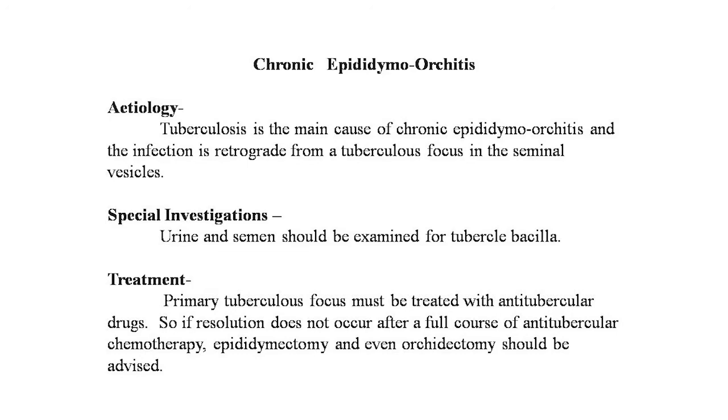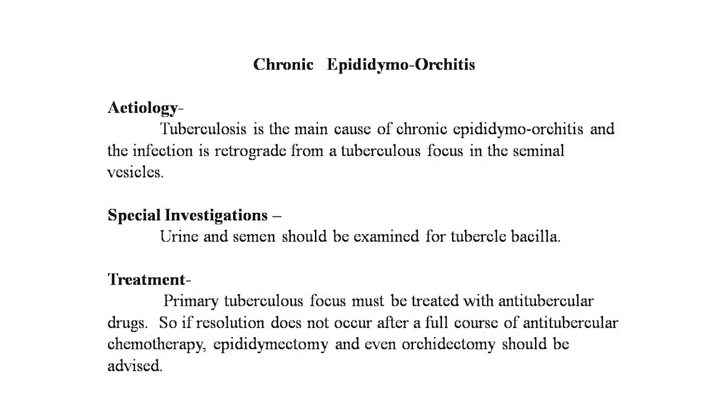The etiology: tuberculosis is the main cause of chronic epididymo-orchitis, and the infection is retrograde from the tuberculous focus in the seminal vesicles. Clinical features: mainly a cracking swelling of the epididymis which is firm and aches a little, means pains a little, and special investigation should be performed. The urine and semen should be examined for tubercle bacteria. Chest radiography and intravenous urogram may indicate tuberculosis of the lungs and renal tuberculosis respectively.